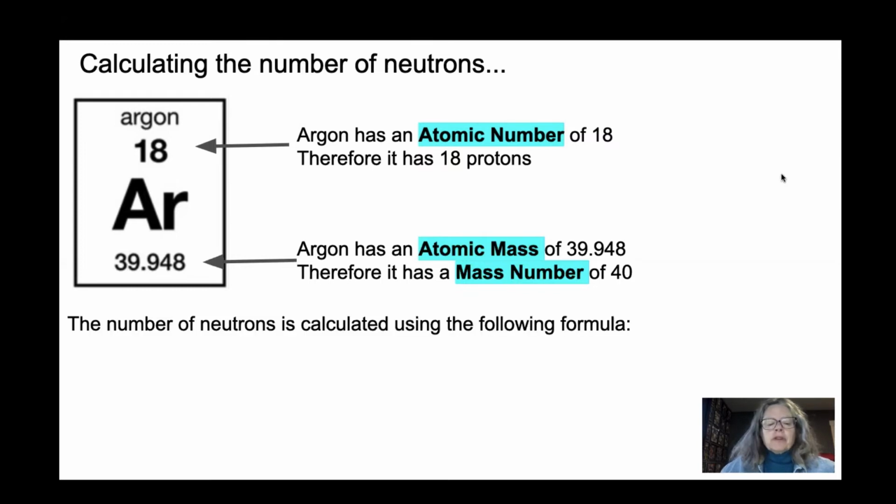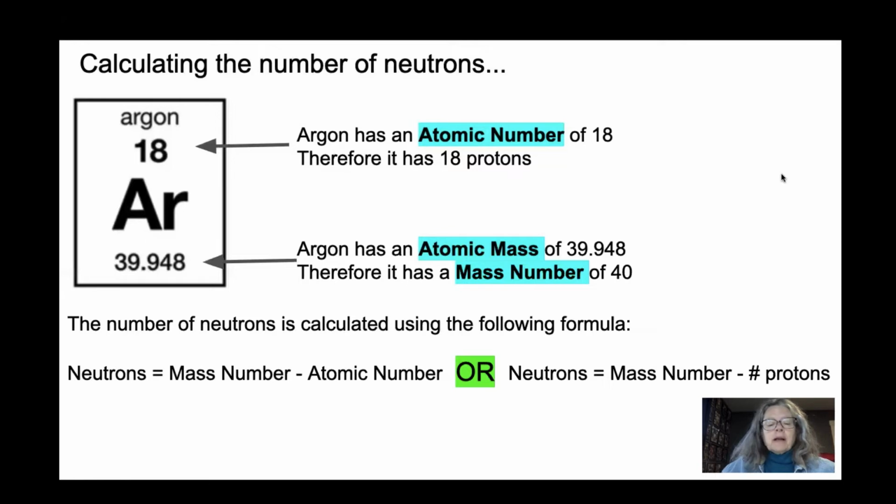The number of neutrons is calculated this way. The neutrons is equal to the mass number minus the atomic number, or because we know atomic number is number of protons, neutrons is mass number minus number of protons. They're identical formulae, so you can choose either one. So the neutrons is equal to 40, which is the mass number that we just looked at, minus 18, which is the atomic number, our number of protons, and so we know that there are 22 neutrons. And you're going to have to do those calculations.